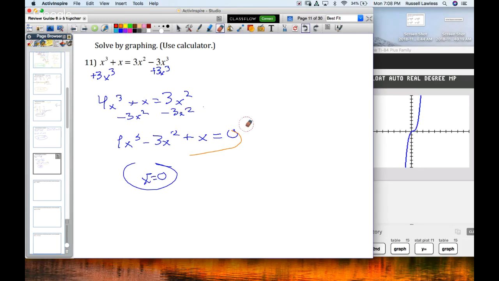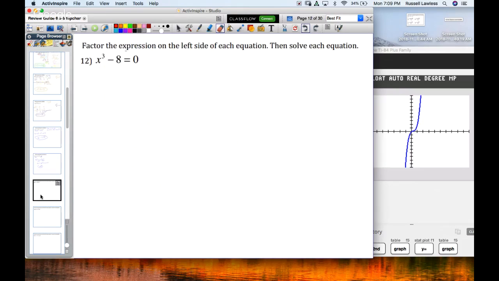So you don't have to worry about that. If it's just solved by graphing, tell me the zeros that are in that calculator. Now, if it says solve by graphing fully or find all of the zeros by graphing, then that's when you have to do that synthetic division.